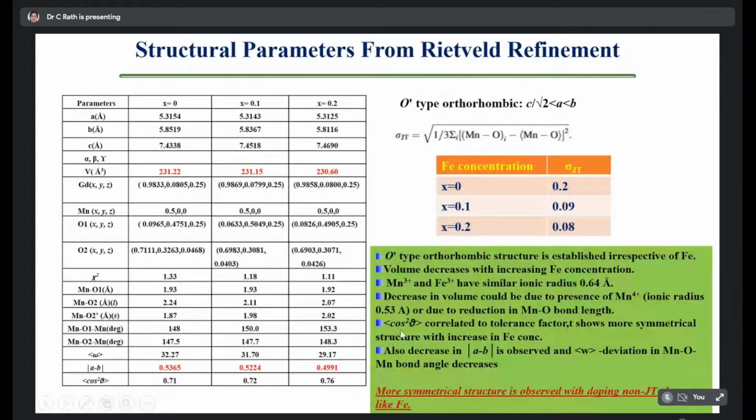And then another feature which we observe is that cos square theta, correlated to tolerance factor t, shows a more symmetrical structure with increase in iron concentration, because the cos square theta is increasing. And a minus b is observed, and W, the deviation in Mn-O bond length, decreases. That also indicates the symmetrical structure with increase in iron concentration. So overall we observed that with increase in iron concentration, a more symmetrical structure is observed with doping of a non-Jahn-Teller element like iron.